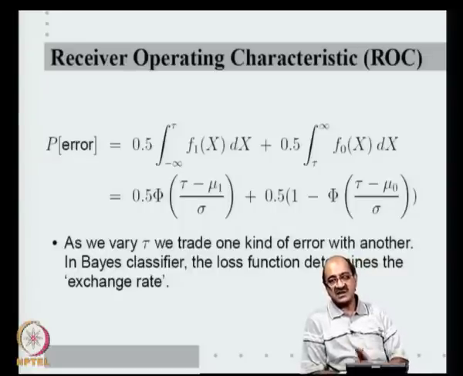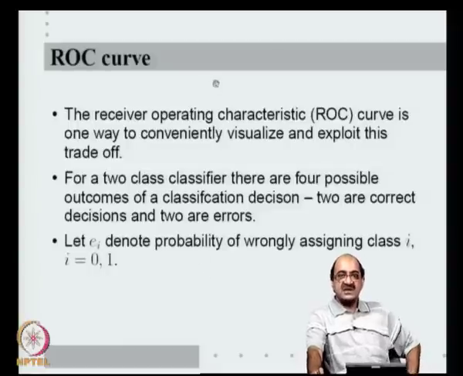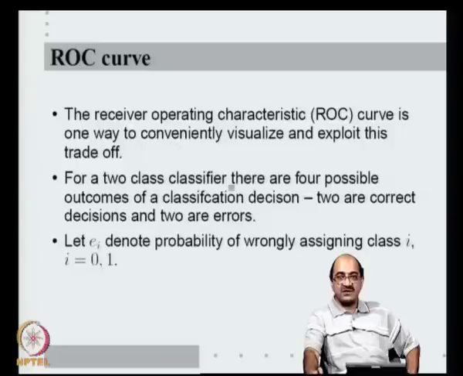I want this error below some alpha and minimize the other error, but I can choose my own trade off by using what is called a receiver operating characteristic. The receiver operating characteristic curve is one way of conveniently visualizing this trade off. For a 2 class classifier, there are 4 possible outcomes of a classification decision, 2 are correct and the other 2 are wrong.